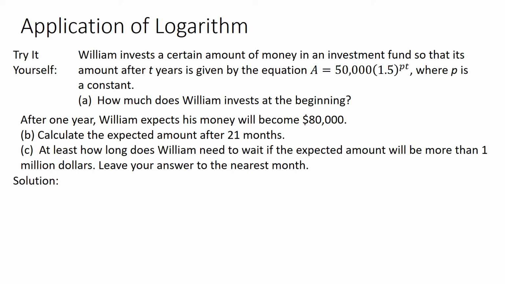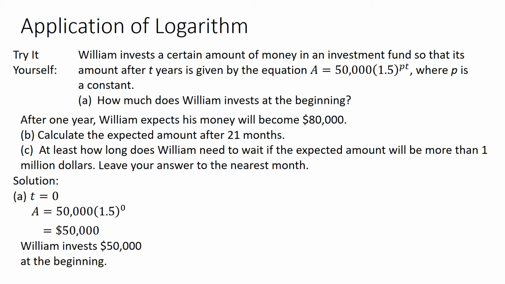Okay, here's the solution. A. Since we want to find how much he invests at the beginning, which means t equals 0, we substitute the value into the equation, which becomes A equals 50,000 times 1.5 to the power of 0, and the answer is $50,000. So that means William invests $50,000 at the beginning.